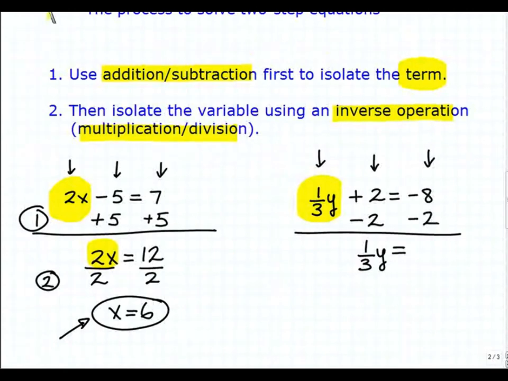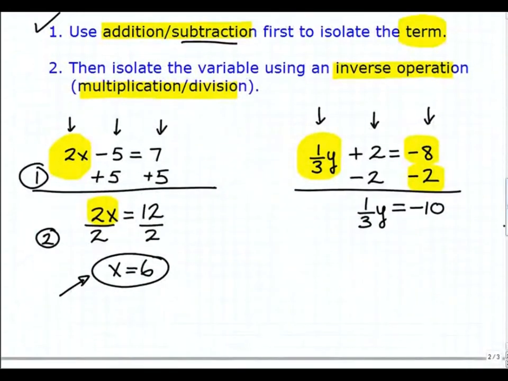Remember, it's always addition. -8 plus -2, and that's going to be -10. So that's our first step. I used subtraction to isolate the term. And now I have 1/3 y equals -10. It's basically a simple one-step equation.